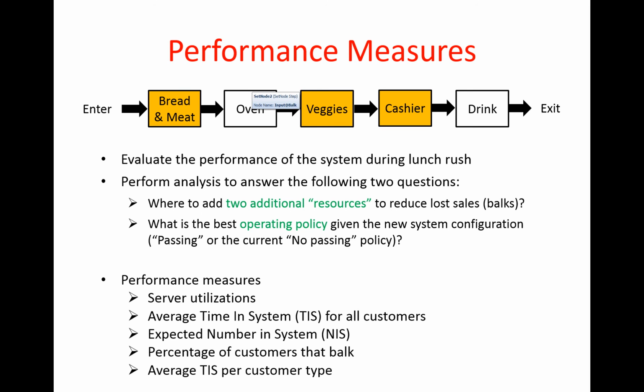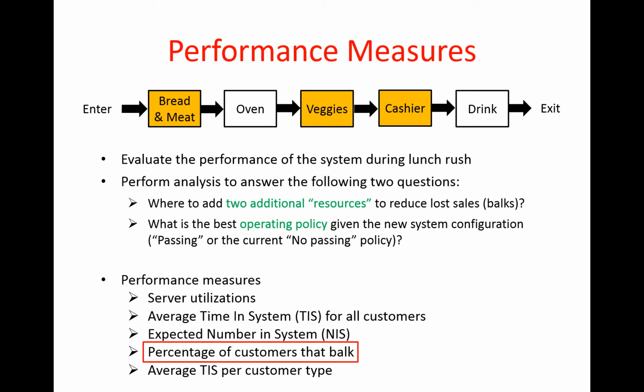The performance measures will remain the same. So we're going to use server utilizations, average time in system for all customers, expected number in system, percentage of customers that bulk, and average time in system per customer type, in other words, cold and hot sandwiches. But we will primarily use the percentage of customers that bulk to compare different scenarios or system configurations. So how do we answer these two questions using simulation?